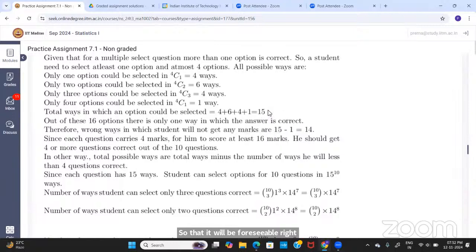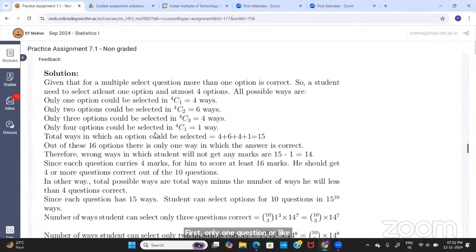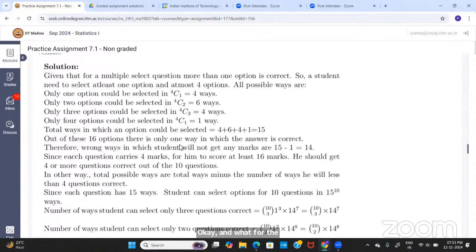But this is for the first only one question, or like I'm not getting it. So in the first case, she selects only one answer correctly, and for that one answer she has 4 options. Is it like that? This is for one question.